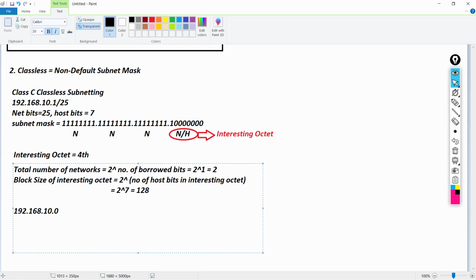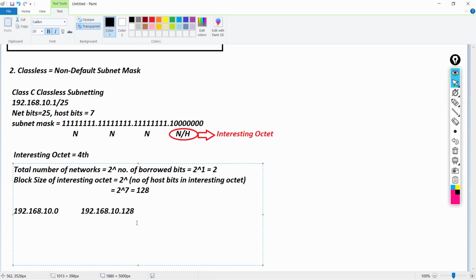How many networks will be designed? 2. One network you have already designed here, 10.0. The second network, how will you calculate? By adding the block size to your interesting octet. What is the block size? Which octet is the interesting octet? 4. Just add the value. This is your second network.